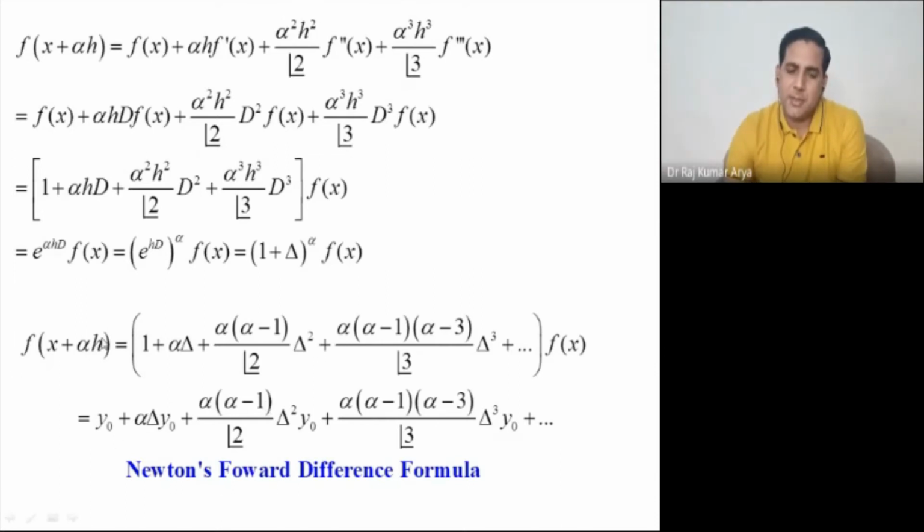So you can calculate your function at any value, and you know the value of α, because you know x and h from your data only. Only thing, from your given value you have to calculate α. Is that fine till here? Any doubt till here? Till this derivation of Newton's forward difference formula?